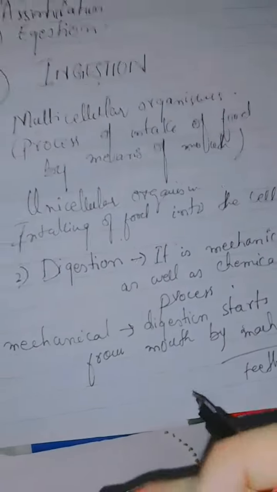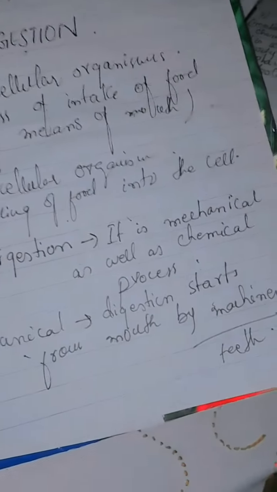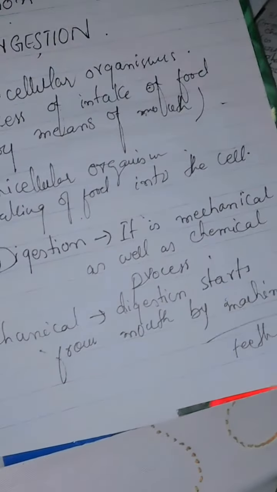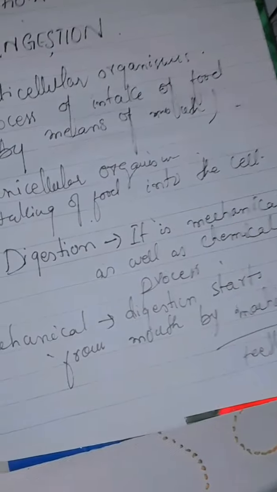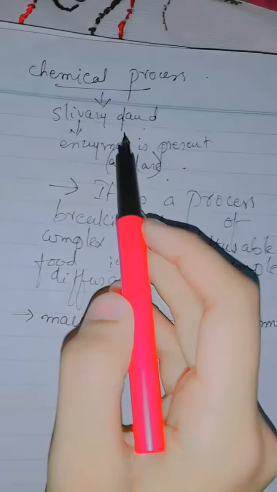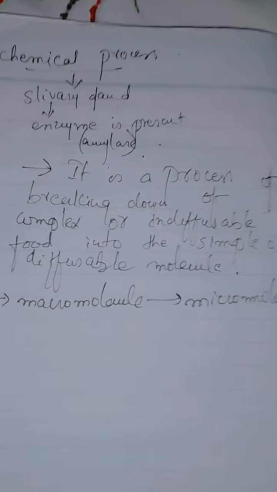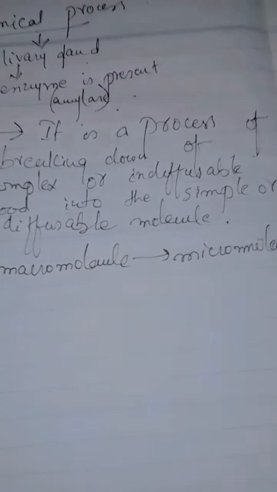And as I said, it is a chemical process as well as a mechanical process. Mechanical process because the digestion occurs through machinery, like our teeth, which is actually a machinery that breaks down the food molecules by chewing. And it is a chemical process because the enzyme amylase is present in the salivary glands, that breaks down the macromolecules into the micromolecules. That is why digestion is of both types, mechanical as well as chemical.